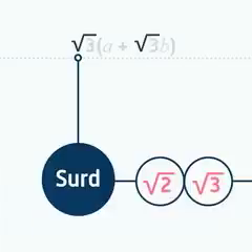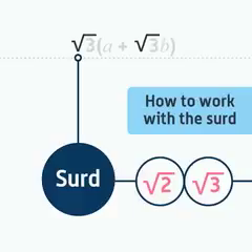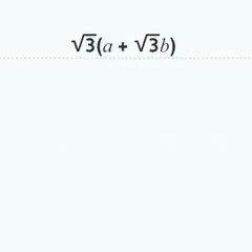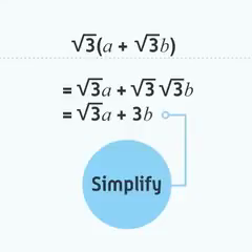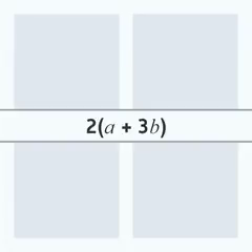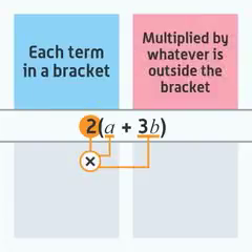Occasionally, a surd, which is a number like root 2 or root 3, may appear in the expression. You do the same thing. You just have to remember how to work with the surd. For example, √3(a + √3b) = √3a + √3 × √3b. This simplifies a little to √3a + 3b. Remember, each term in a bracket has to be multiplied by whatever is outside the bracket. Watch the signs.